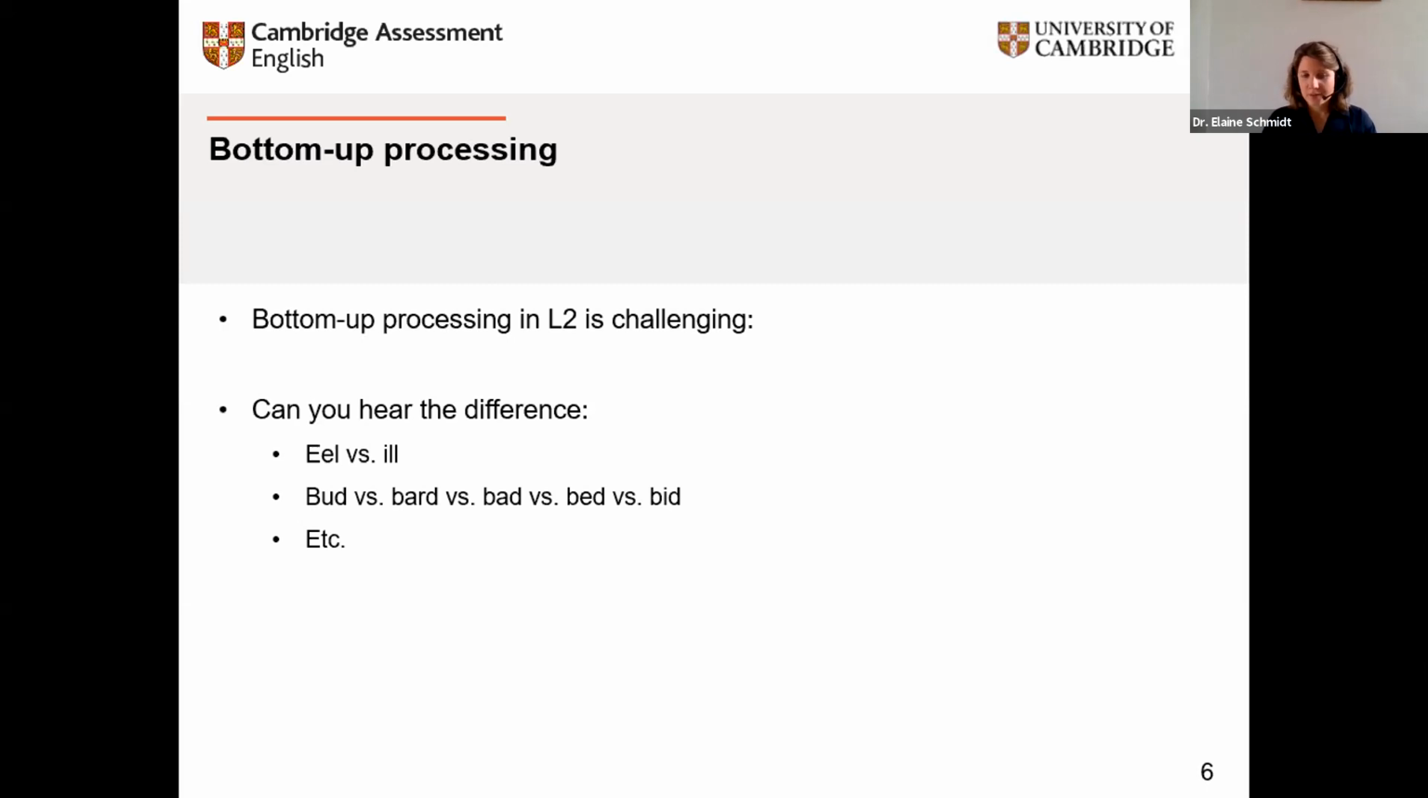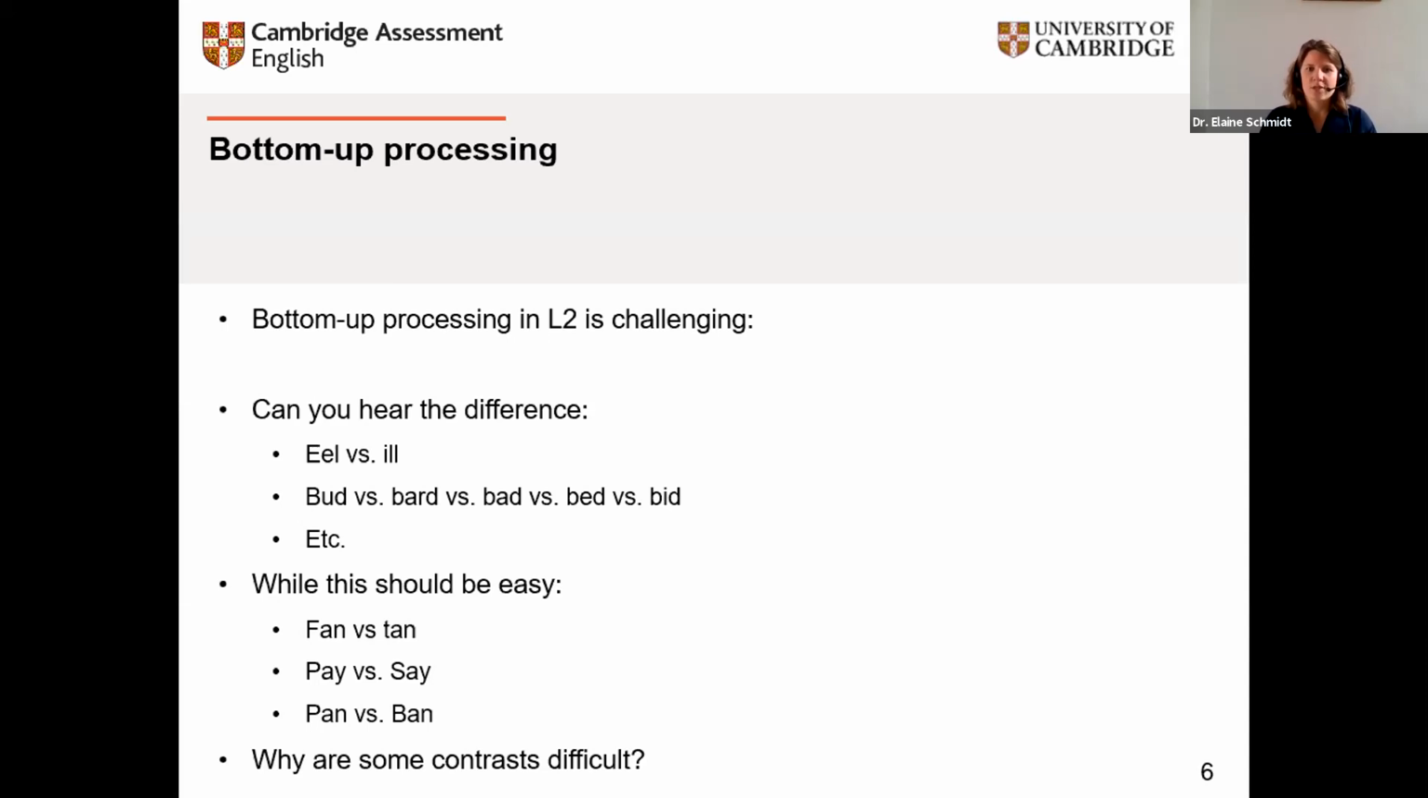Now these differences sound really simple to me, but I know that for Spanish speakers, so I've tried to only use differences that, from experience and from research, are a lot harder for Spanish speakers. Whereas these differences should be very easy for them. Fan versus tan, pay versus say, pan versus ban. These are differences that are very simple. So why is it that some contrasts are quite difficult? Now we have to do a tiny bit of phonetics here, but don't panic, I'll talk you through this.